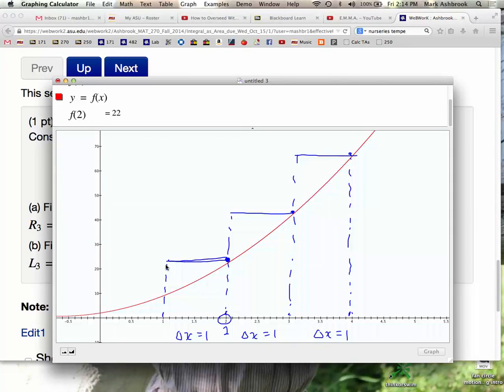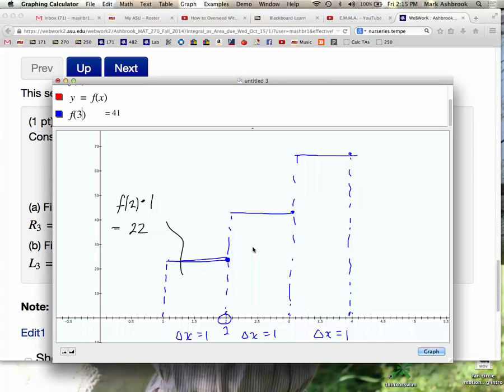So what is the area of this first rectangle? It's going to be f of 2, the height from the right side, times delta x, which is 1, which is 22. Okay, how am I going to get the height of this second rectangle? I'm going to do f of 3. F of 3 will be the height for that whole rectangle. 41. What's my width?